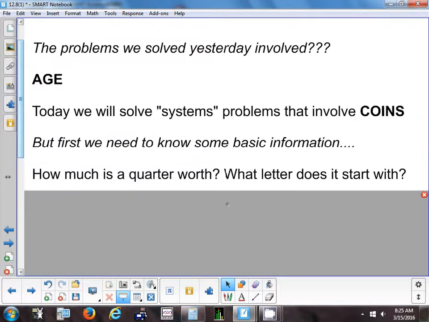Now, there's two ways you could do these kinds of problems. You could do things in dollars, or you could do things in cents. We have to pick one way of doing it. If we mix it, it won't work. So we're going to do everything in dollars. For this question, how much is a quarter worth? What is a quarter worth in dollars?